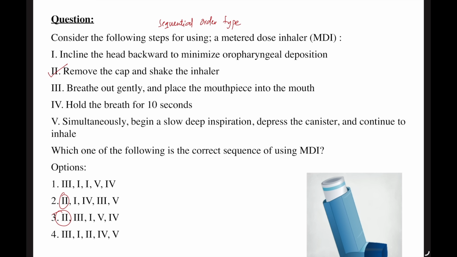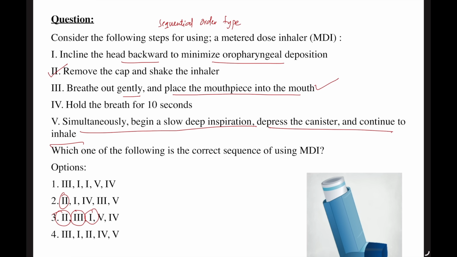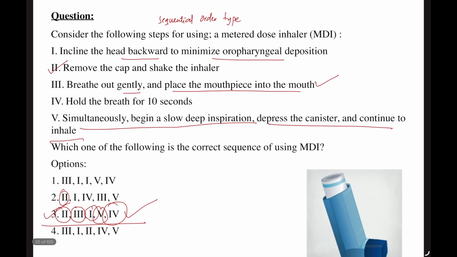Next thing what we do? We breathe out gently and place the mouthpiece into the mouth. Yes. Then we incline the head backward. Yes. Then we simultaneously begin a slow deep inspiration, depress the canister and continue to inhale, right? Then hold the breath for 10 seconds. So correct answer is option 3, sequential arrangement question.